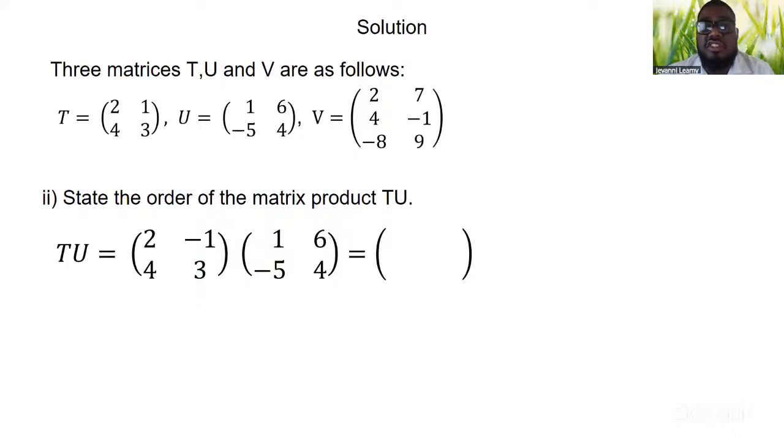Can anybody tell me what is TU again? As in, what is the matrix T? What is the order of that matrix? What is the order of matrix T? How could we write that? And you can type in the chat again. What is the order of matrix T? And you can also give me the order of matrix U as well.